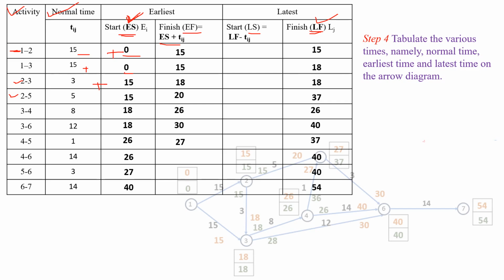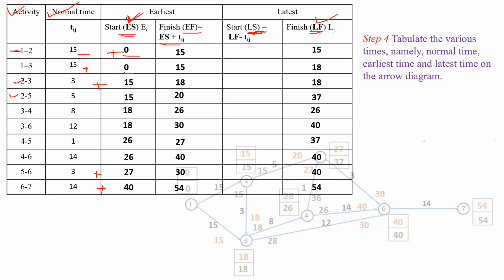Next activity 4 to 6, that is 26 plus 14, that is 40. Next activity is 5 to 6, for this one, 27 plus 3, that is 30. And final activity is 6 to 7, for this one, 40 plus 14, that is 54. Similarly, we calculate the latest start time: latest finish time minus normal time, that is activity time, for the activity.